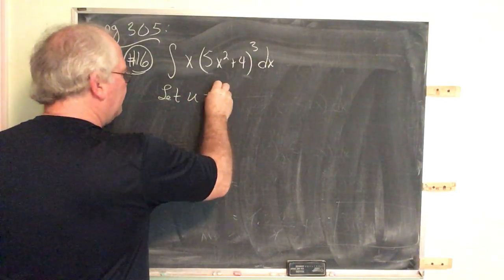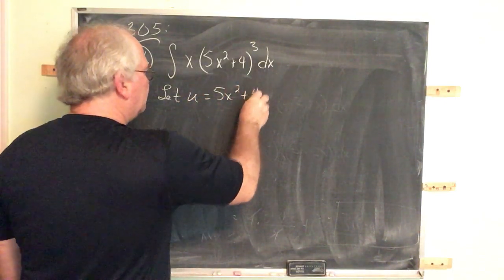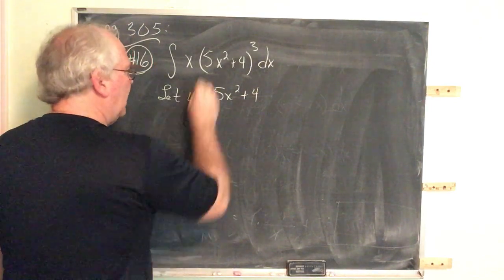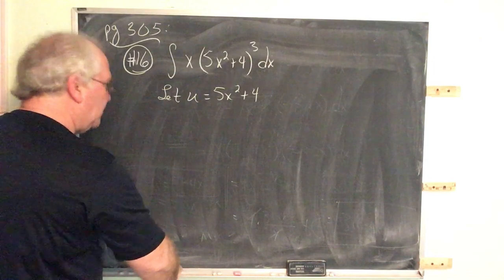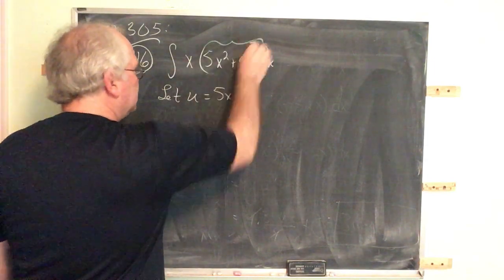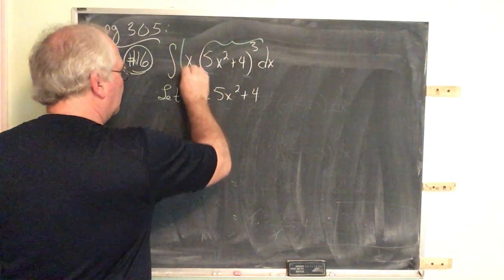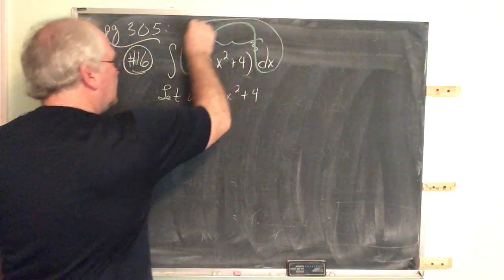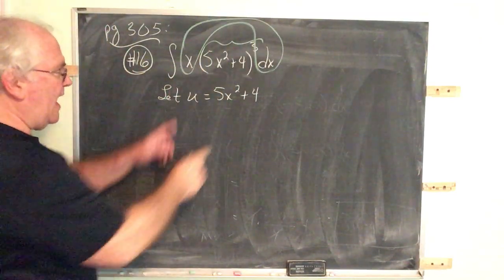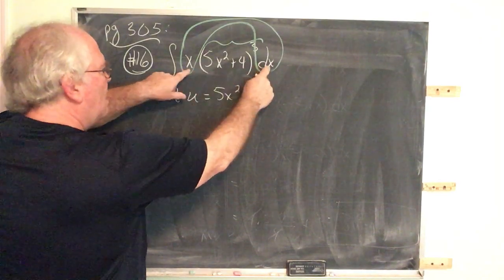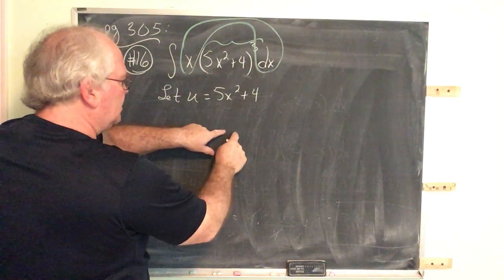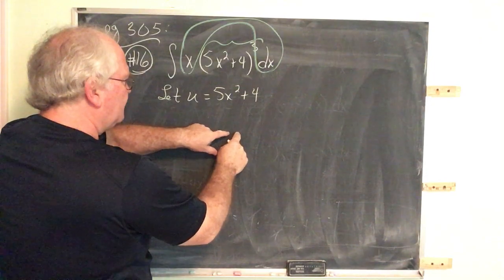Let u equal 5x squared plus 4. And so we've accounted for this piece. Now what do we have left over, unaccounted for? What we have left over is x dx. Whatever is unaccounted for, here's the u to the 1/3, or u to the 3rd power. Whatever's left over, that's what we want to create on this right-hand side here.